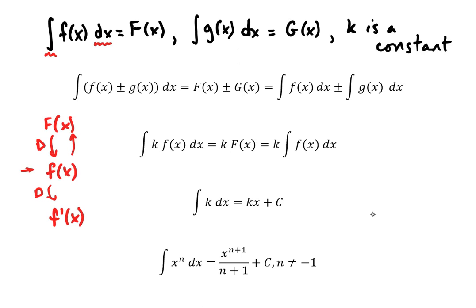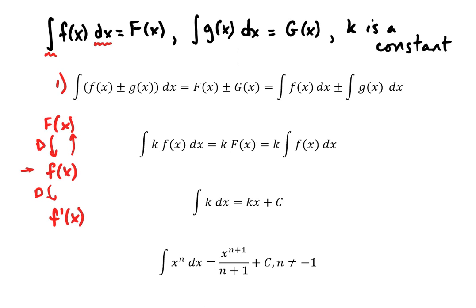So we have two functions, little f of x and little g of x. The antiderivative or indefinite integral of little f of x is capital F, the integral of little g is capital G, and suppose that k is some constant. Property number 1 here just says that the integral of the difference or sum of two functions is equal to the difference or sum of the integrals of the individual functions. Integral of little f plus or minus little g dx is equal to capital F plus or minus capital G, and that's just the difference or sum of the individual integrals.